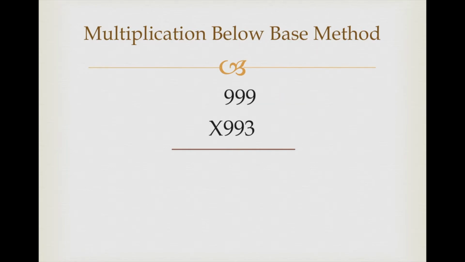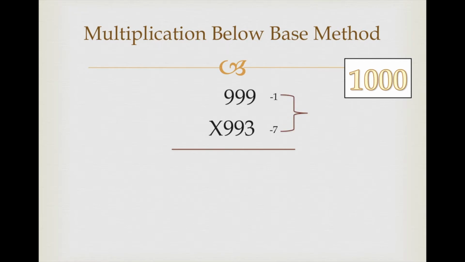One more example. 999 multiplied by 993. Here the base we will consider here is of 1000. 999 is 1 less than its base 1000. 993 is 7 less than its base 1000. The product of these two digits would be 7.